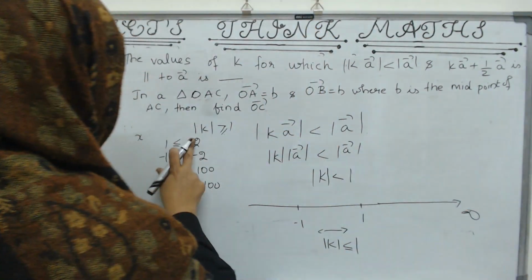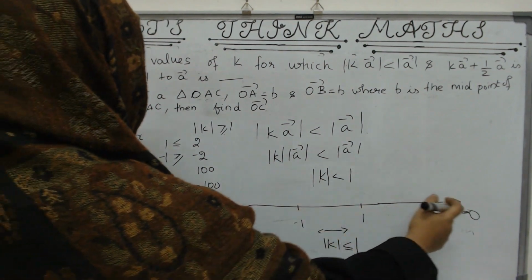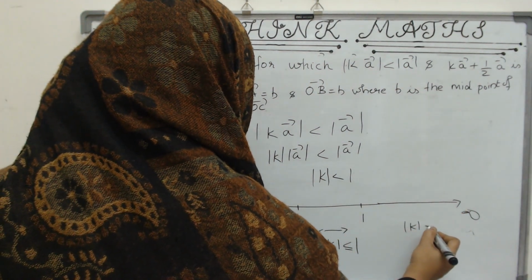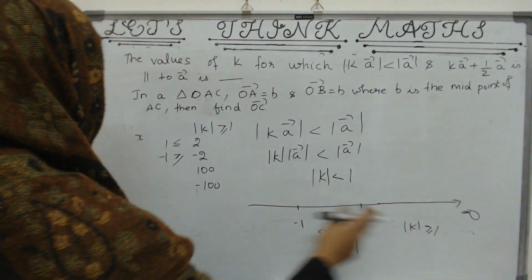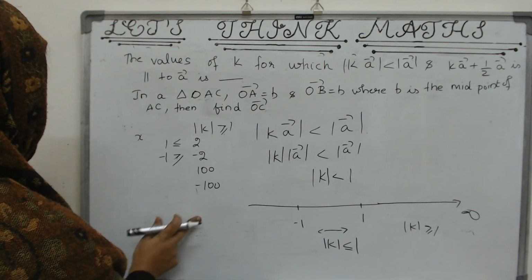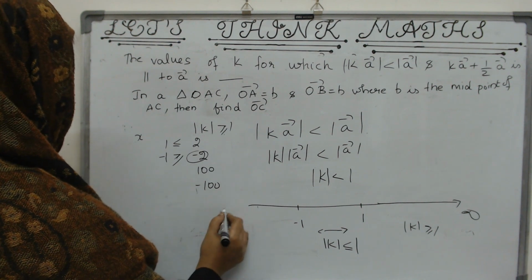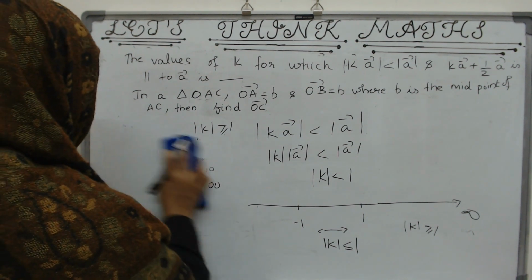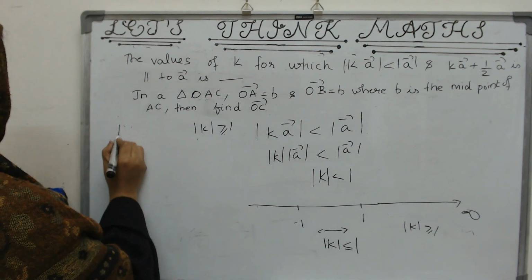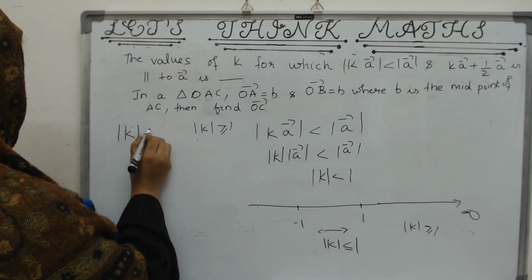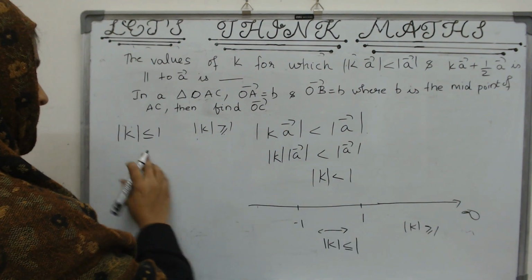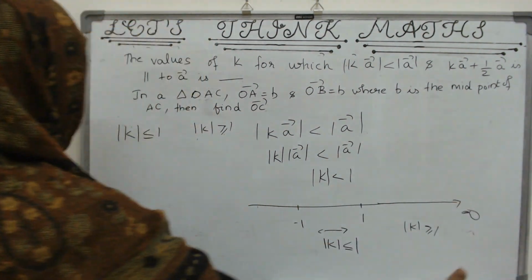200, 300, 400. It includes all the numbers in this direction here, and all the numbers here, minus 2, minus 100. It includes all the numbers here. So you see what we have done here? We have actually taken the number line and split it into 2. And these 2 together will give you the whole number line. Did you see that?